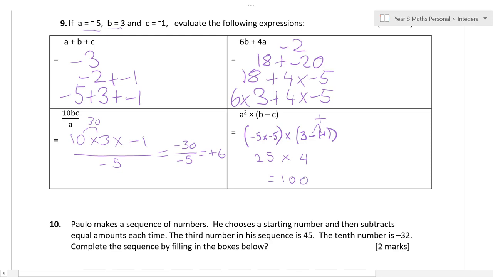Now, that is all of your girls' contribution to today. So, first of all, everyone, give yourselves a big round of applause. Well done.